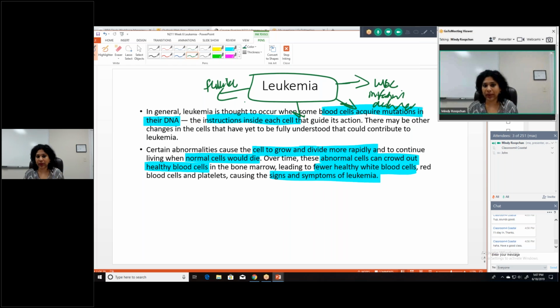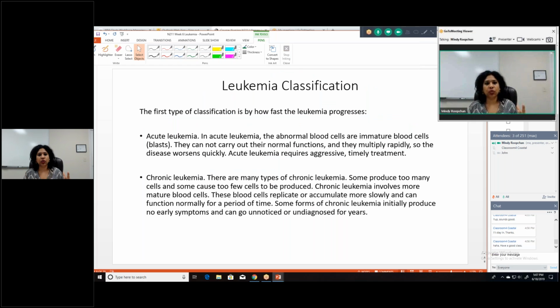Think about what's happening with the red blood cells, the white blood cells. The bone marrow is not working properly. It's affecting the DNA. There's mutations happening. So think of all these different things when you get a question on leukemia. All of this should be going on in your head.